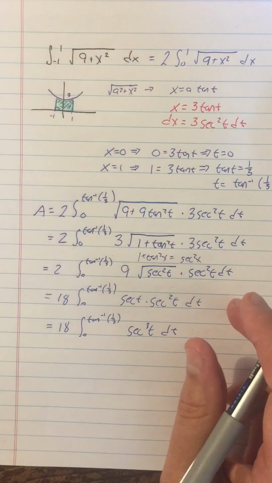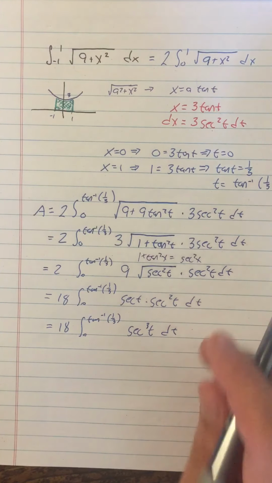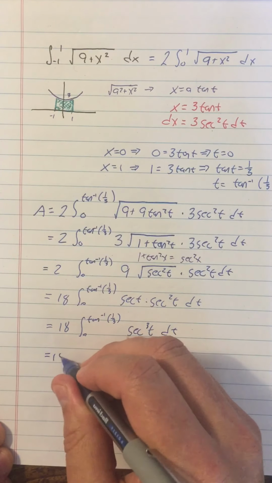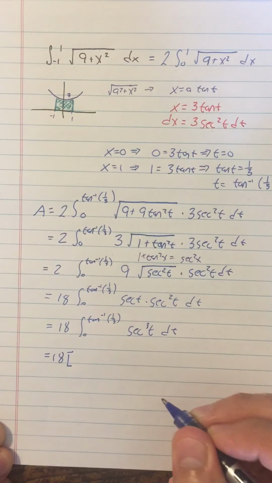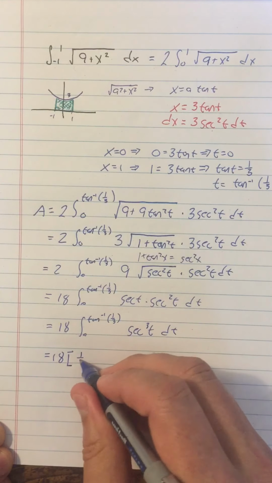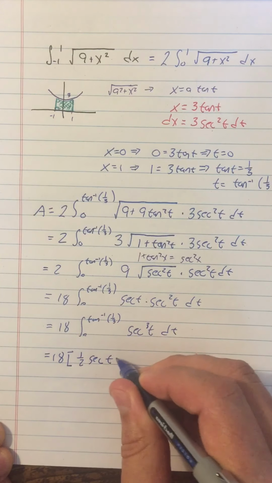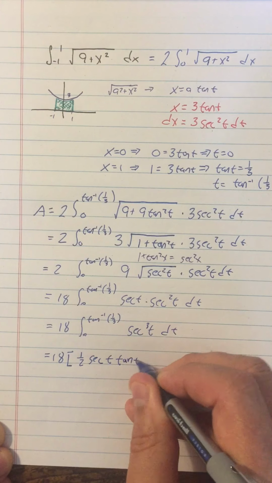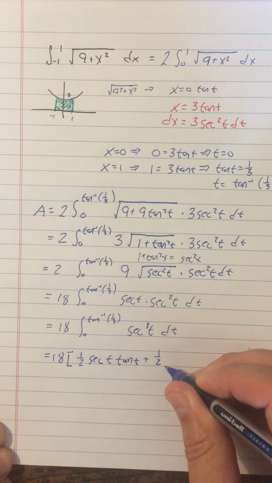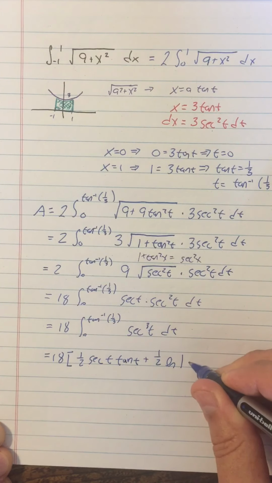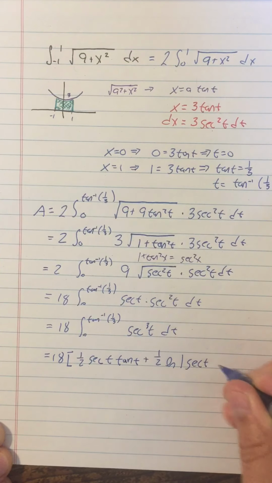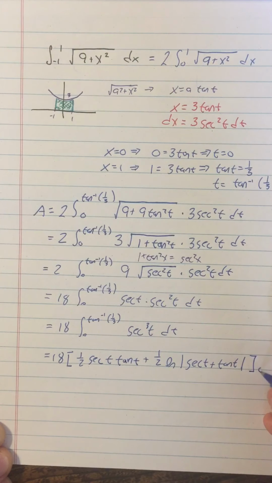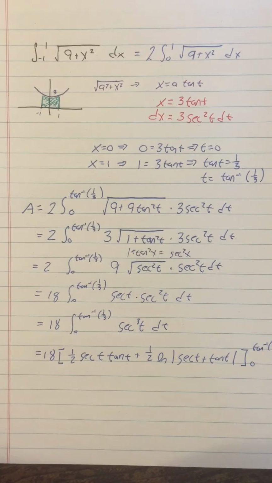So that's what we're going to put in next: 18 times 1/2 secant t tangent t plus 1/2 ln absolute value of secant t plus tan t, evaluated from 0 to inverse tan of 1/3, and then we'll finish that up in the next video.